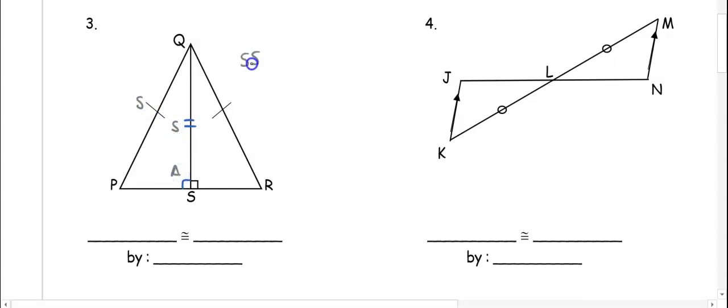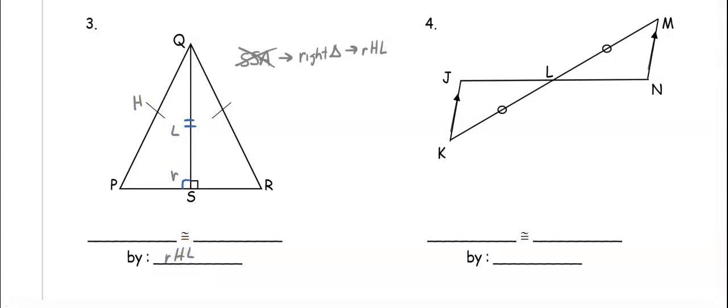Remember that side, side, angle, though, is not a method to prove triangles are congruent, but we do have a right triangle, so we can use HL. So we have a right angle here, the hypotenuse and the leg, so this would be HL. And then we would say triangle PQS is congruent to triangle RQS.